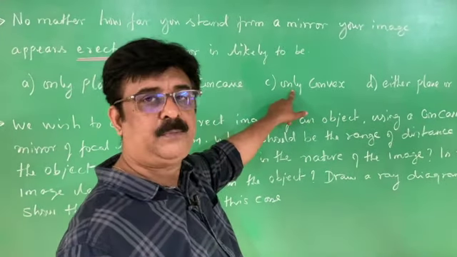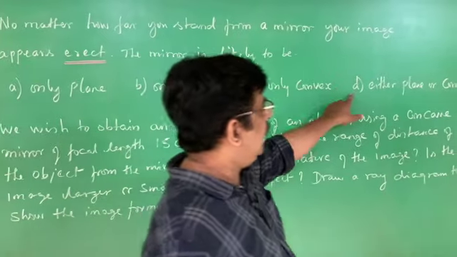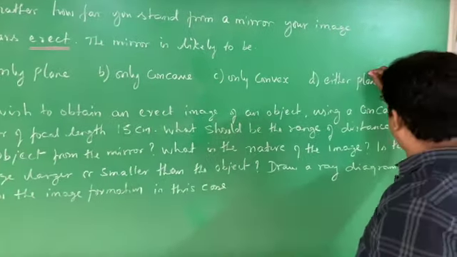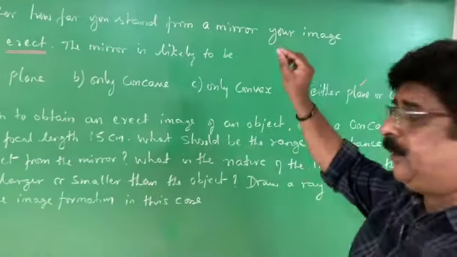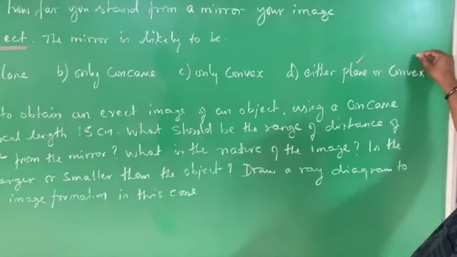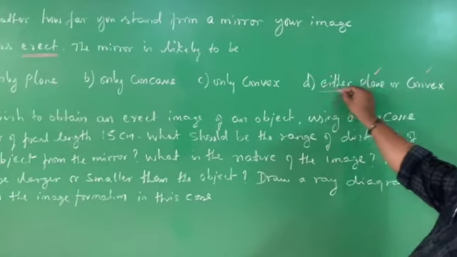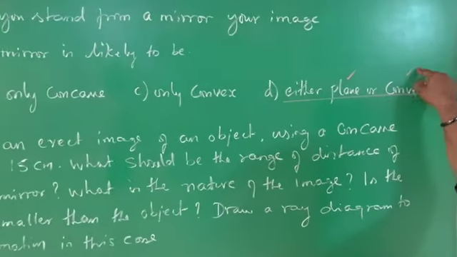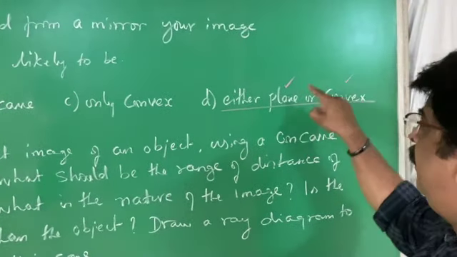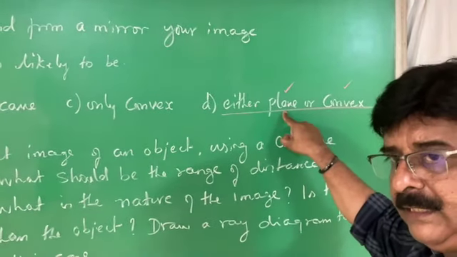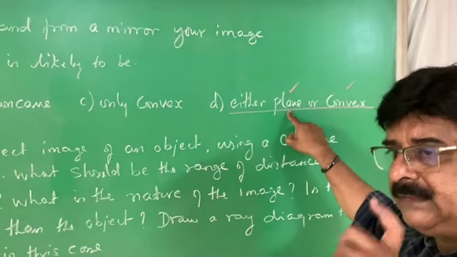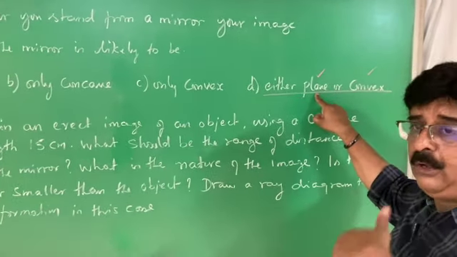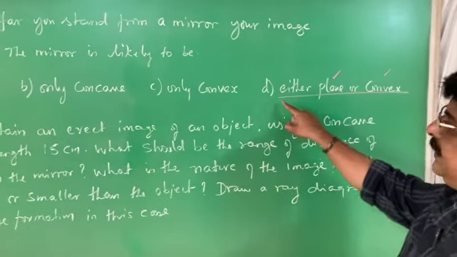Because plane mirror also produces erect images. D, either plane or convex, right, it is right. Because plane mirror always produces erect images, and convex mirror also produces erect images. But convex mirror always produces erect and diminished images, whereas plane mirror produces erect images and the size of the image is the same as the size of the object. Therefore, the answer is D.